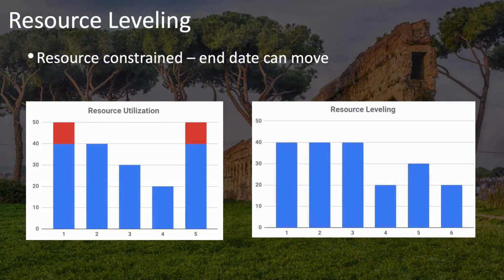One way to resolve this is with resource leveling. This is the case when you're resource constrained, as we are in this example, and the end date can move. In this example, you can see we've moved the work that was assigned in that first week, and we've pushed it out and leveled it off so that we don't have any over-allocation in any of the weeks.